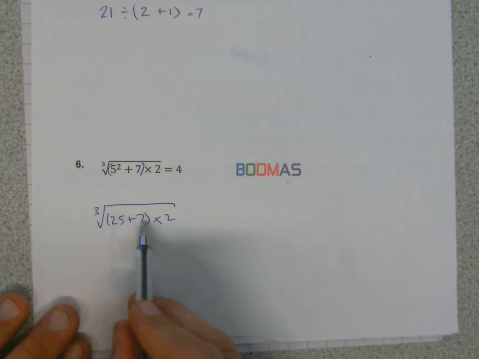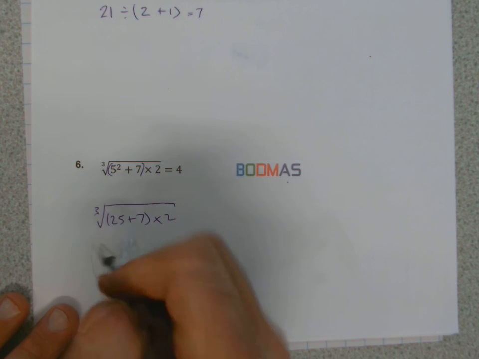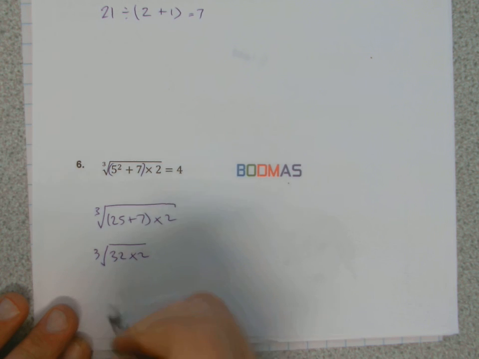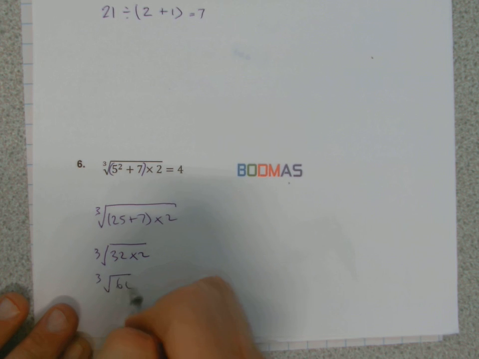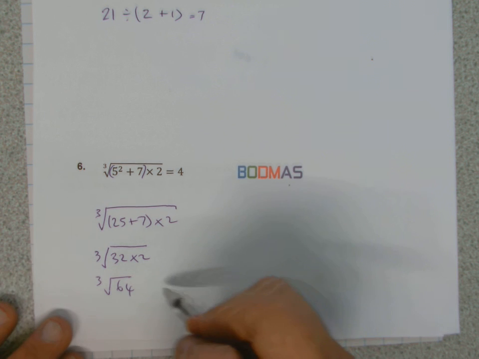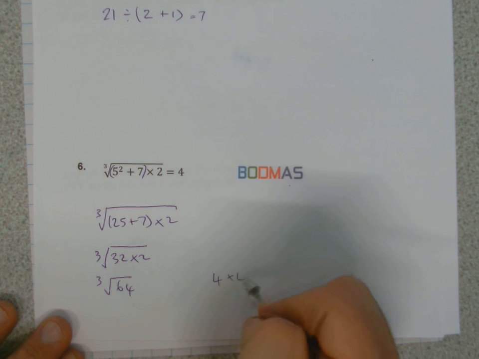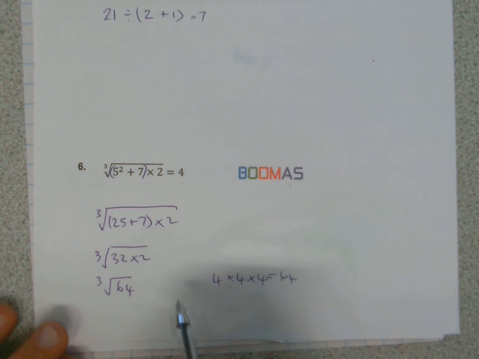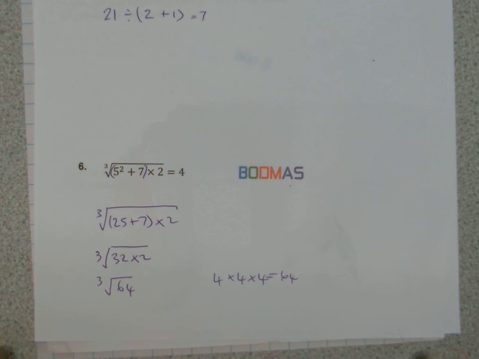And 25 plus 7, of course, is 32, isn't it? So I'd work that bracket out. So I get 32 times 2. And then I get the cube root of 64, and the cube root of 64 is 4, okay? Because of course 4 times 4 times 4 will give me 64 when I work that out. So the bracket needs to go there and it's job done.